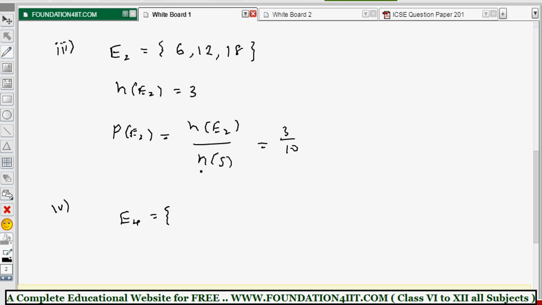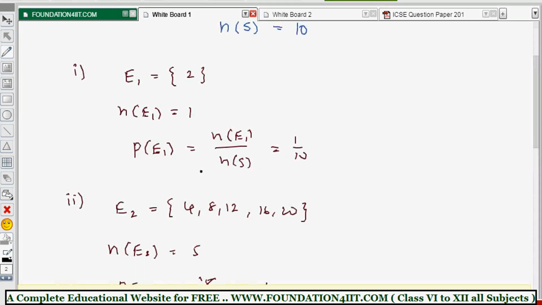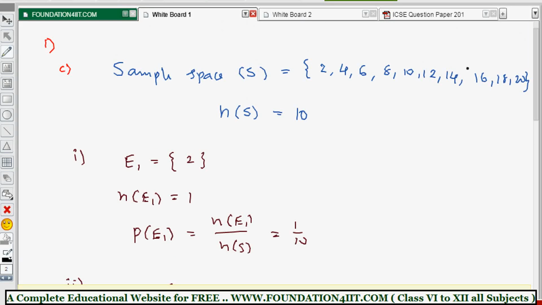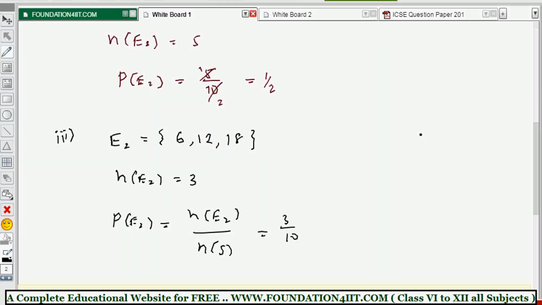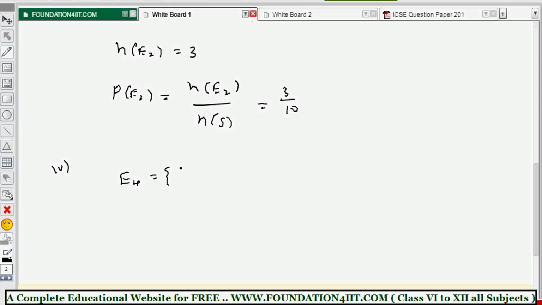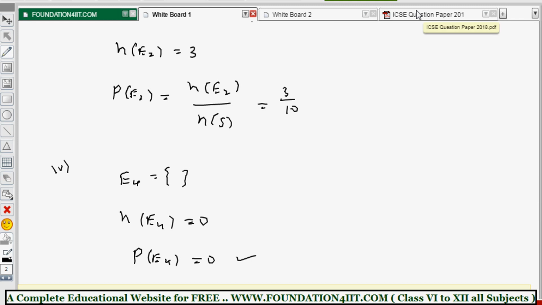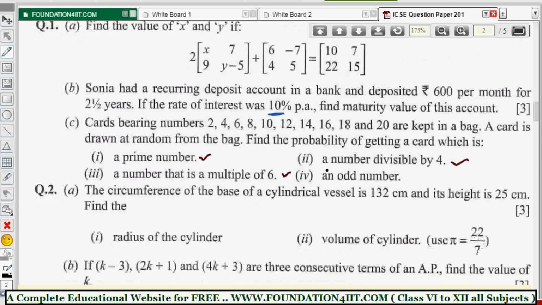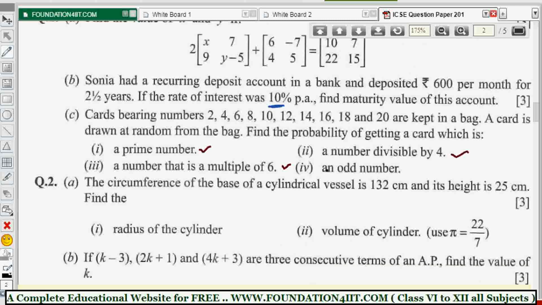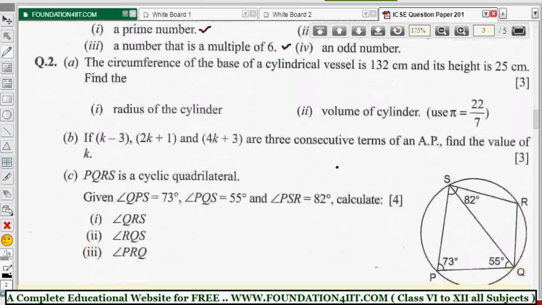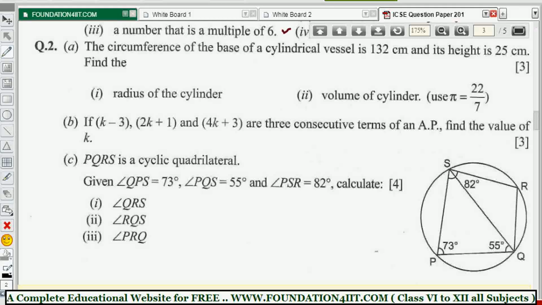Odd numbers, if you observe, just check whether there are any odd numbers or not. All are even numbers, 2 to 20, so there is no odd number. That means it is null. Null means there is no element, so n of E4 is equal to 0. Then the required probability is also 0, because 0 by something is 0. That's it, right? So this is the first question, from probability, and we can solve this. Now let us see question number 2 and solve it.